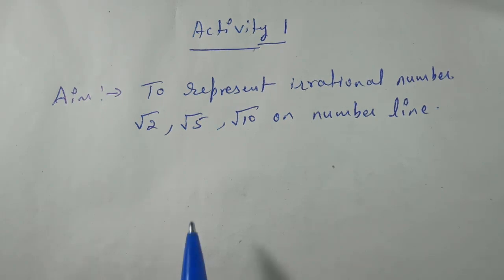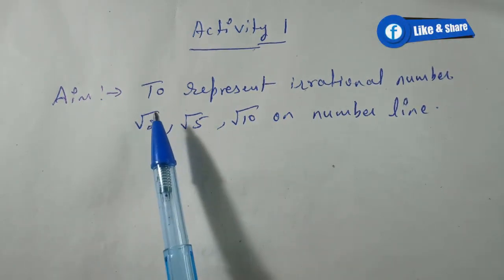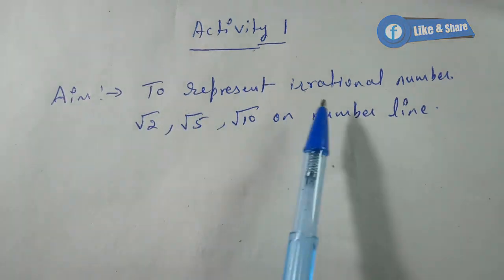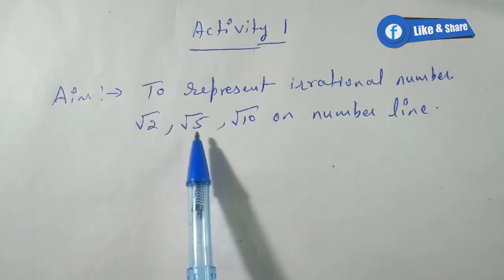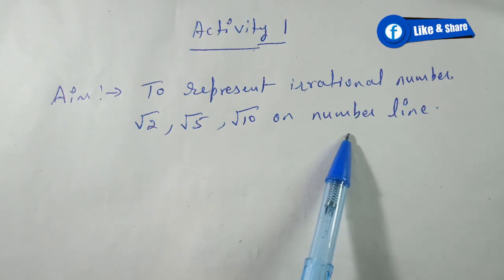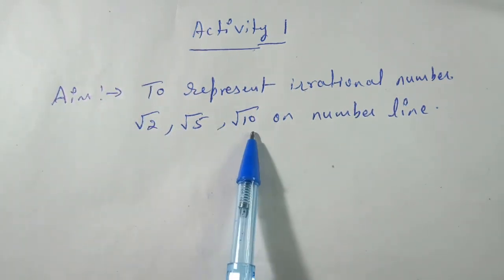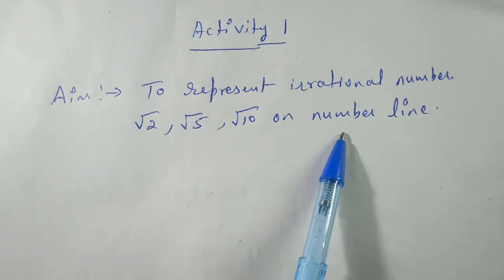Yes, students, today we're going to do one activity. The aim of our activity is to represent the irrational numbers root 2, root 5, and root 10 on the number line. We have to represent these three. We're going to learn how to represent these three numbers on the number line.